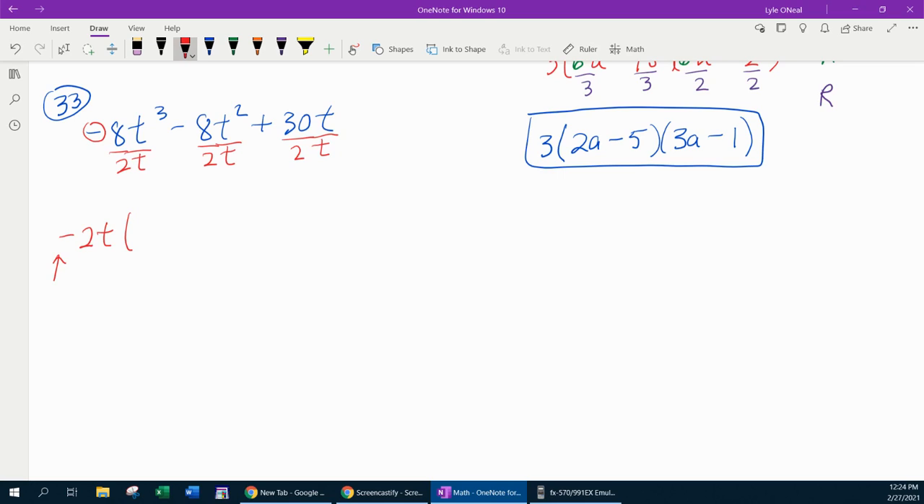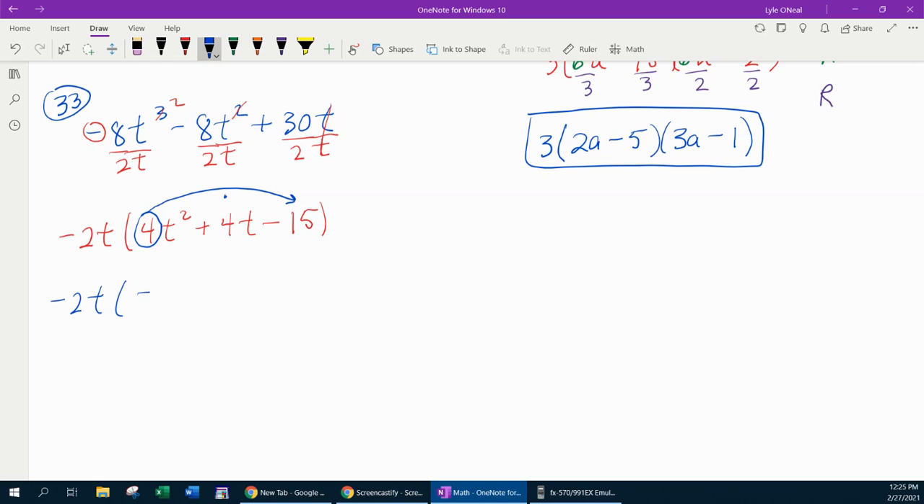8 divided by 2 is 4. 3 take away 1 is 2. So there's going to be a t squared left. Next, we're going to have a plus 4t and a minus 15. Remember, all 3 signs have to change, and everybody loses a t. Now then, we need to consider what's left over. We do have a trinomial with a lead coefficient, which means we're going to need to demonstrate the 3R method again. So the negative 2t comes down.